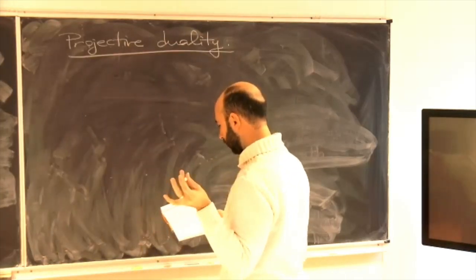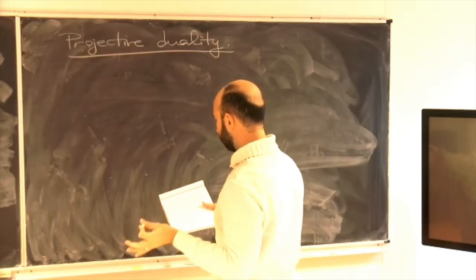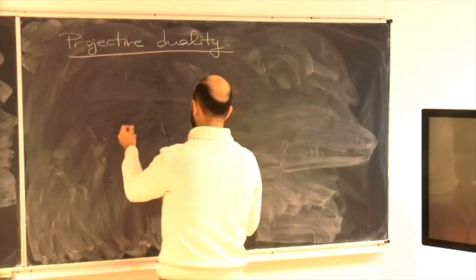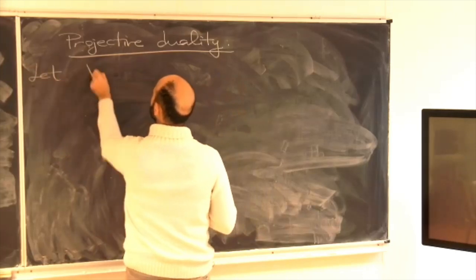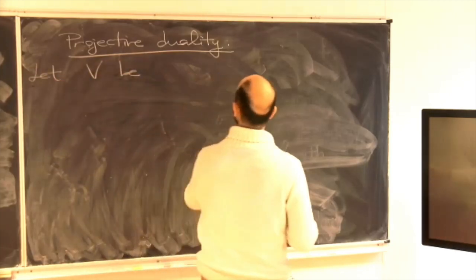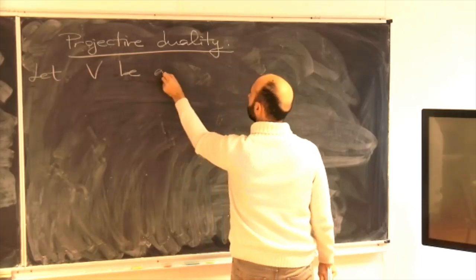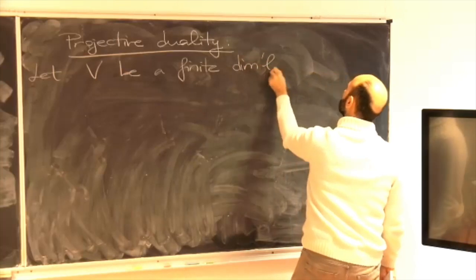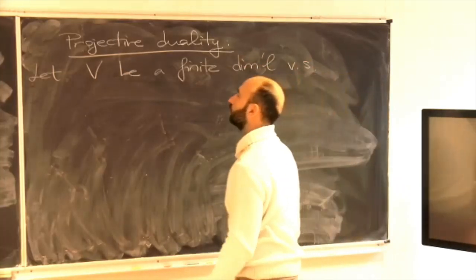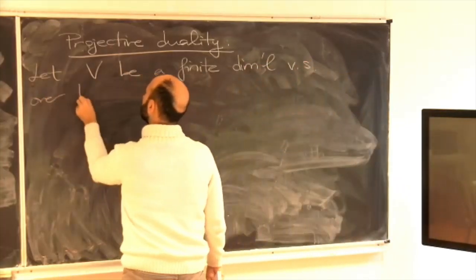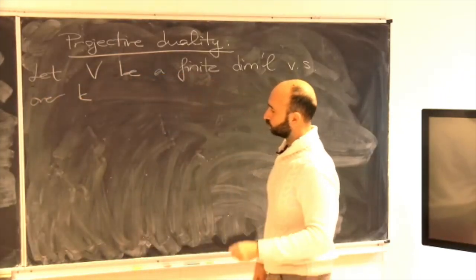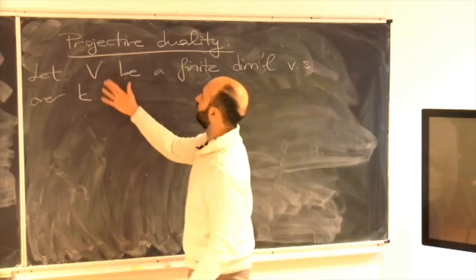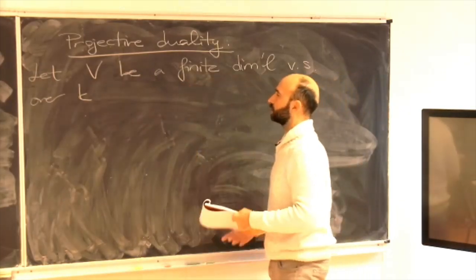This is one bonus which comes with projective geometry. Let again V be a finite dimensional vector space over some field K. In the previous lecture, we took V to be three-dimensional, but as you might guess, we can take it to be any dimension, and still the projective space construction works.